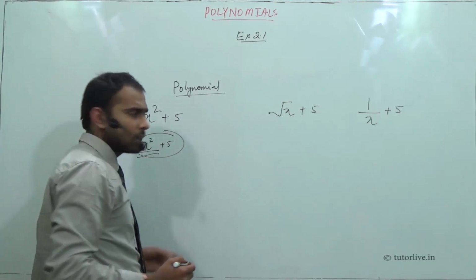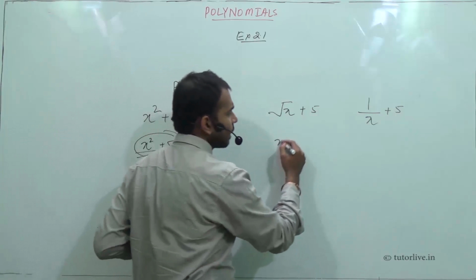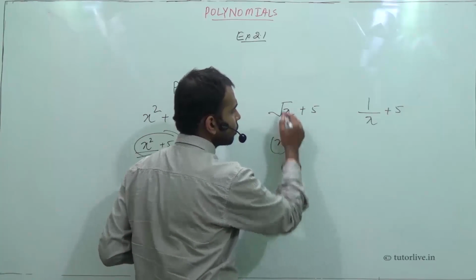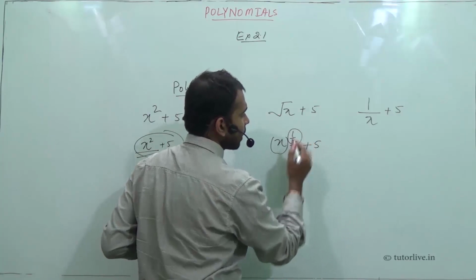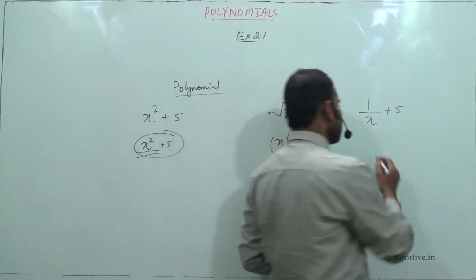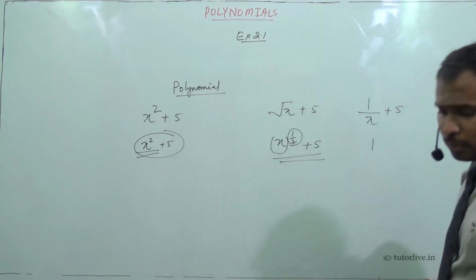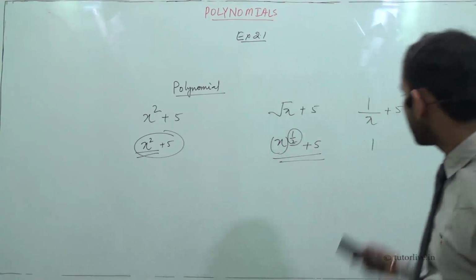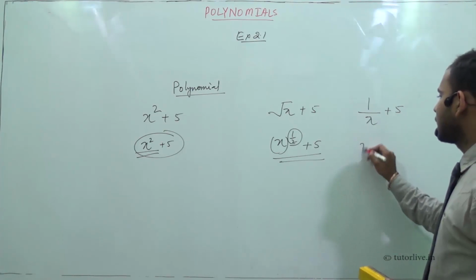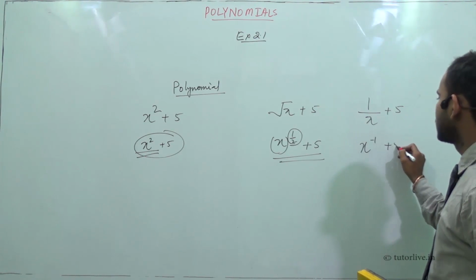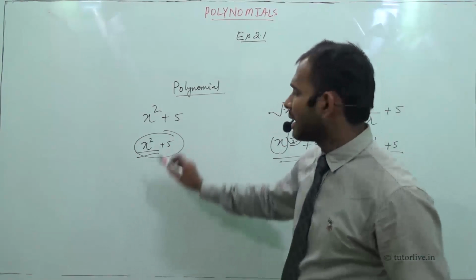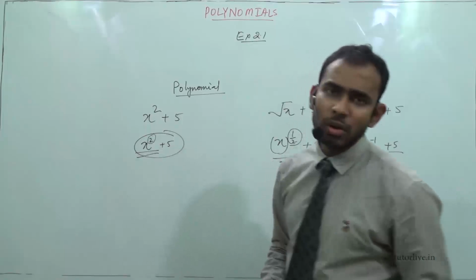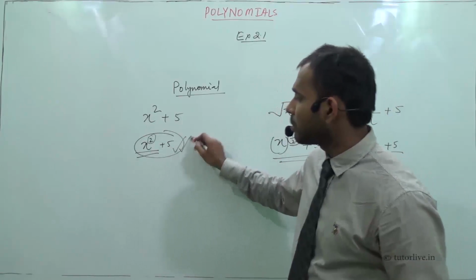Here x has it in exponential form. Here it is x whole to the power 1 upon 2, since the square root is 1 by 2, plus 5. This can be written as 1 upon x, and 1 upon x can be written as x to the power minus 1 plus 5, indices, exponents. In the first, x has a power which is a whole number. Hence, this is a polynomial.